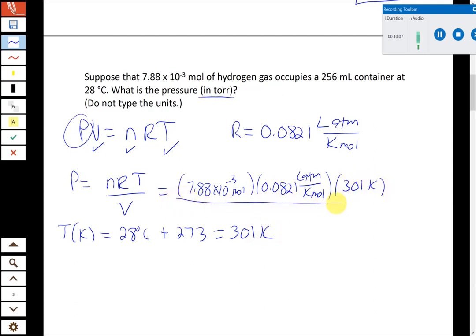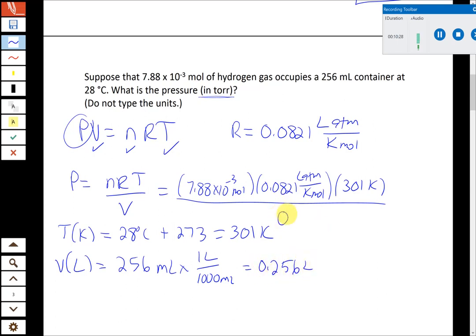And then we're going to divide by the volume. The volume has to be in liters. So typically volume units are going to be either milliliters or liters. Not much else will be given. So 256 milliliters, and then 1 liter is 1,000 ml. So that's going to be 0.256. So that's what we'll put down here.